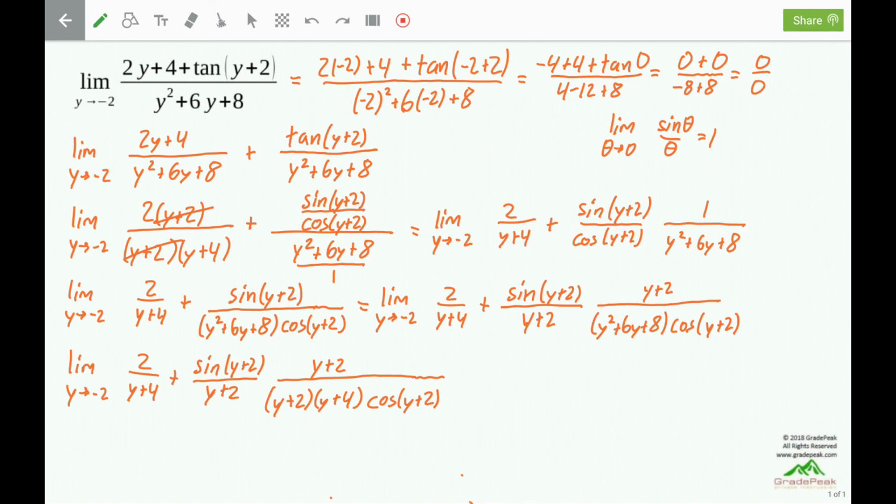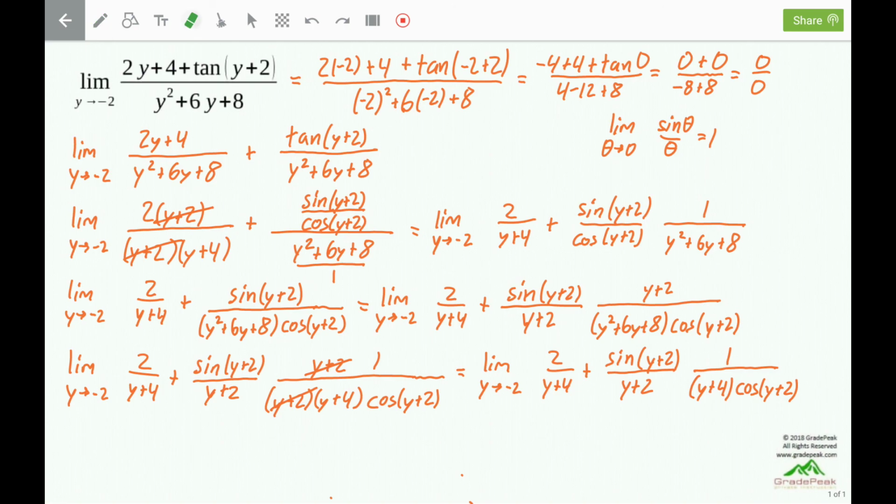And y is going to -2, and we're getting 0 over 0 because of the y plus 2 factors. Let's cancel those out. And at that point, we should no longer have 0 over 0 with that fraction either. So we have 2 over y plus 4 plus the sine of y plus 2 over y plus 2. That's the only fraction left over that has 0 over 0, but because of the identity, that whole fraction is just going to come out to a 1. And then we have 1 over y plus 4 times the cosine of y plus 2.